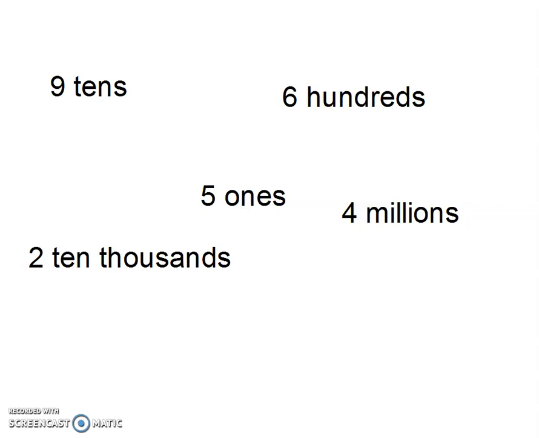Try it out. We got a 5 in the ones, 9 in the tens, 600s, thousands, we don't have any. 10,000s, we got 2. 100,000s, nothing. And millions, we got 4. So 4,020,695.